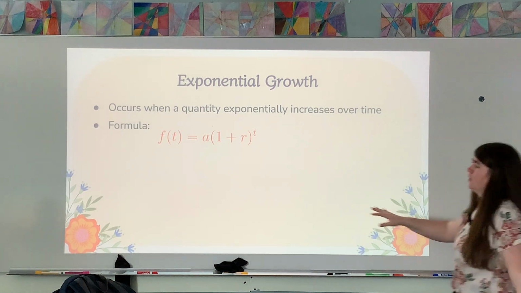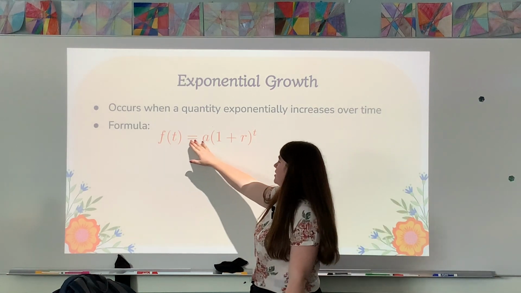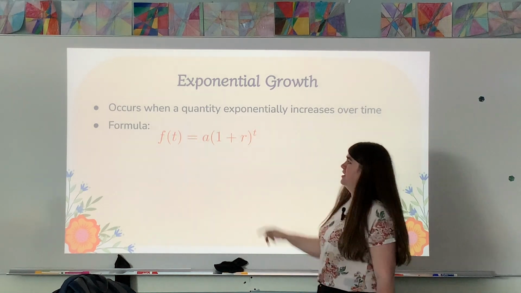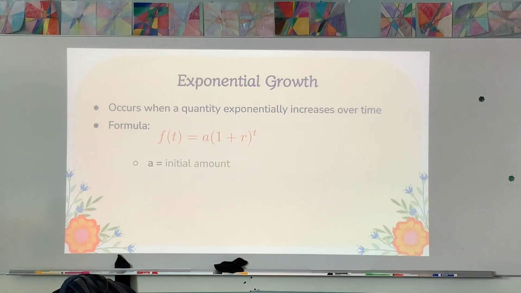This is our formula. So we have f of t is equal to a times 1 plus r to the power of t, where a is the initial amount, r is the growth rate as a decimal, and t is time.